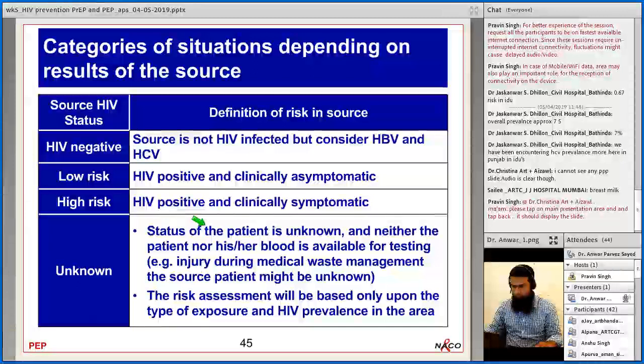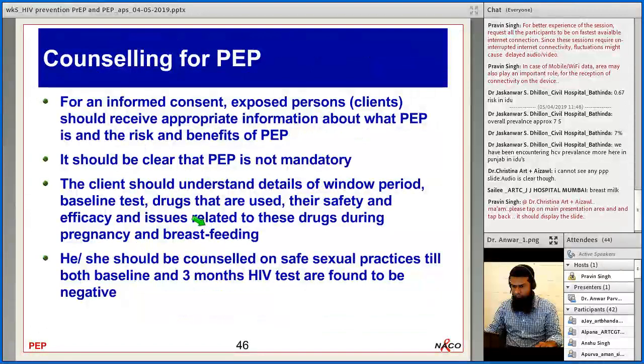Then the source: it can be a known HIV negative person, obviously if the tests have been done before. Low risk is HIV positive but clinically asymptomatic, where the viral load may be suppressed. High risk is HIV positive with clinically symptomatic, or unknown. Unknown status is, for example, a needle just lying on the floor, and some janitor got pricked by that needle. Now no one knows what the source of that needle was, so in that case it is labeled as unknown source.